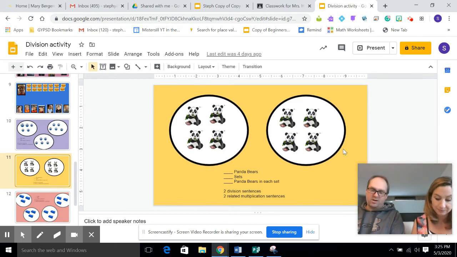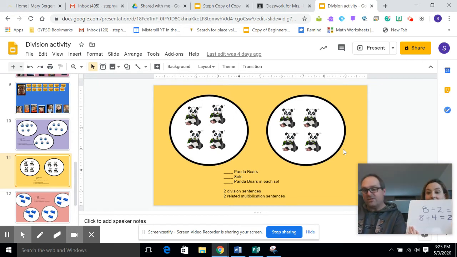Yes, of course you have to start with 8 because that's the amount that we have in total. But you can divide it by 2 groups to find out how many are in each group. Or we can divide by the number in each group to find out how many groups. So 8 divided by 4 equals 2. Perfect. What about a multiplication sentence?